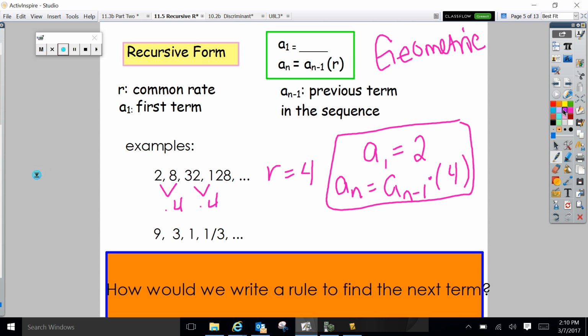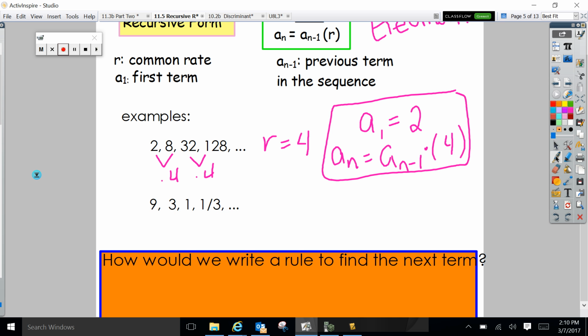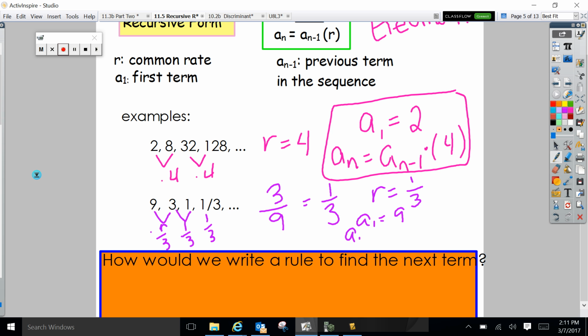Next example: 9, 3, 1, 1/3. How is it changing every time? What are you multiplying to get from 9 to 3, from 3 to 1? If it's not completely obvious, you could always take the second term and divide it by the first term. So 3 divided by 9 is 1/3. So 9 times 1/3 is 3, 3 times 1/3 is 1, and 1 times 1/3 is 1/3. So that means r is 1/3. So my recursive rule is, okay, my first term is 9. Then my a sub n is the previous term times 1/3.